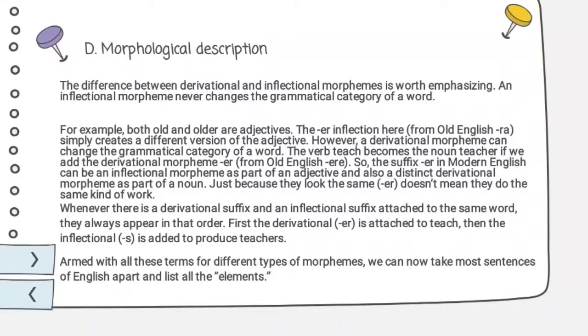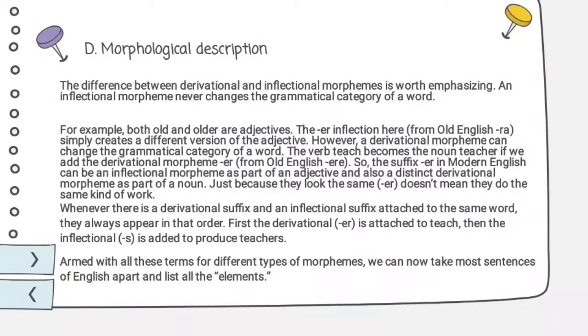However, a derivational morpheme can change the grammatical category of a word. The verb teach becomes the noun teacher if we add the derivational morpheme er, from Old English ere. So the suffix er in modern English can be an inflectional morpheme as part of an adjective and also a distinct derivational morpheme as part of a noun. Just because they look the same, er doesn't mean they do the same kind of work.